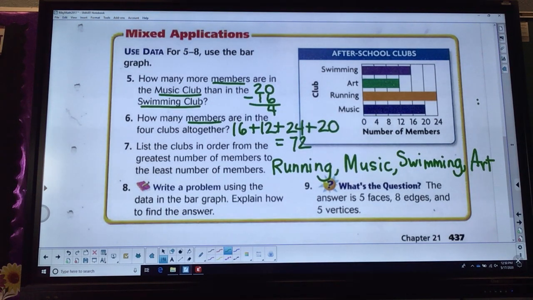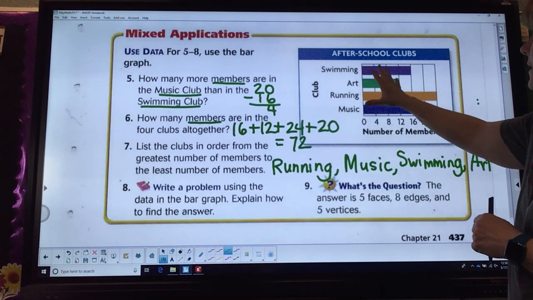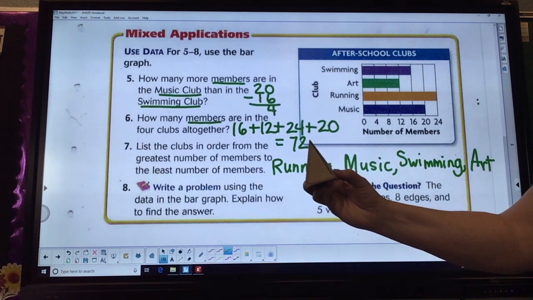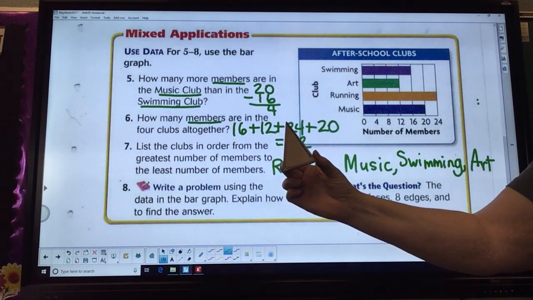Number 8 says write a problem using the data in the bar graph. Explain how to find the answer. So you're going to need to look at this information, create a question, and then tell us how you would find the answer. Number 9, what's the question? The answer is 5 faces, 8 edges, and 5 vertices. Okay, I want you to think about what that one would be. If you came up with your square pyramid, you are correct.